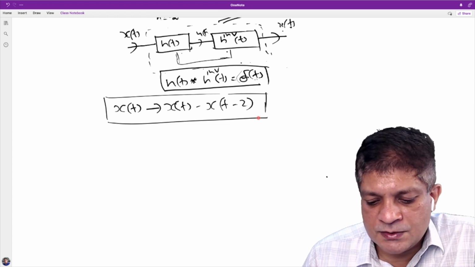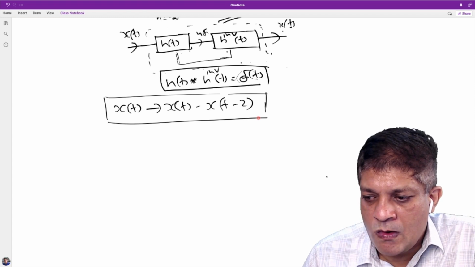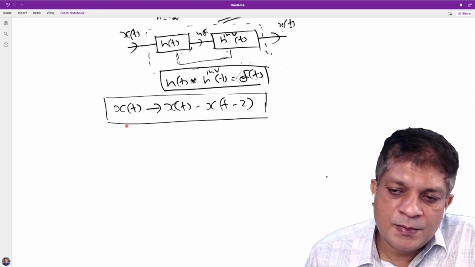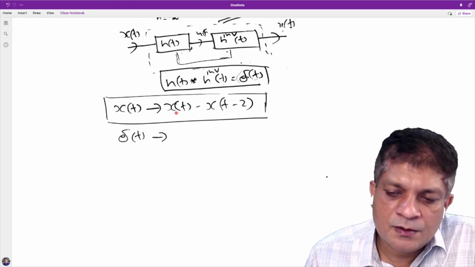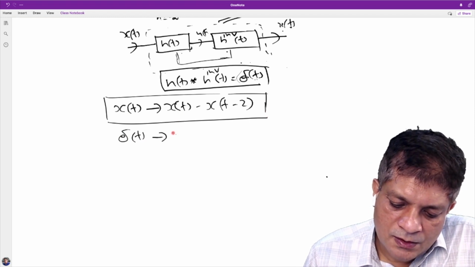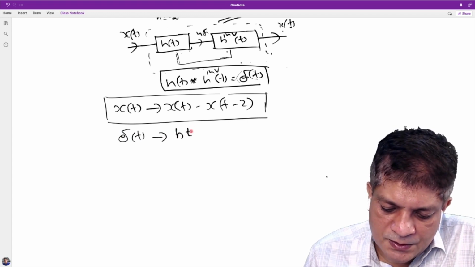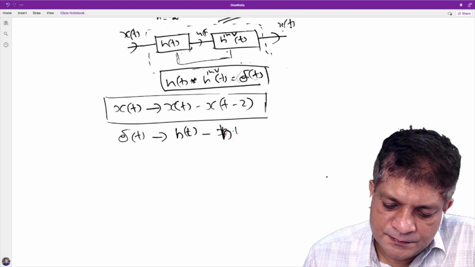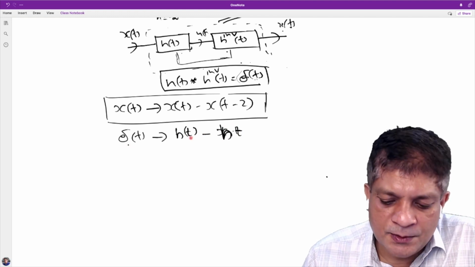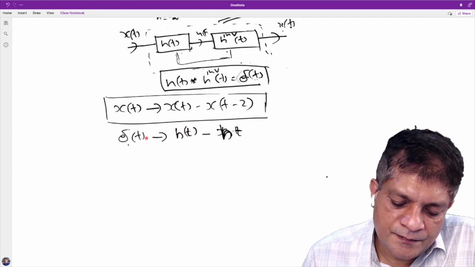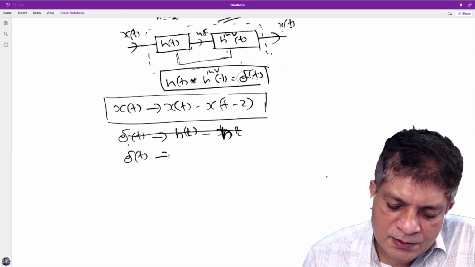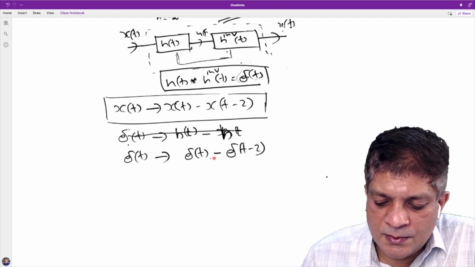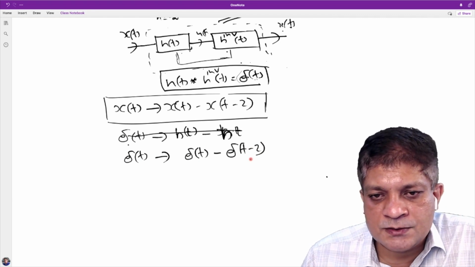What is the impulse response of this system? Delta t minus delta t minus 2. Impulse response means you have to give delta t as the input. What is the output? That is the impulse response, denoted by h(t). If you are giving delta t as the input, then what we get is delta t minus delta t minus 2, the input minus a delayed version of the input signal. That is what the system does.